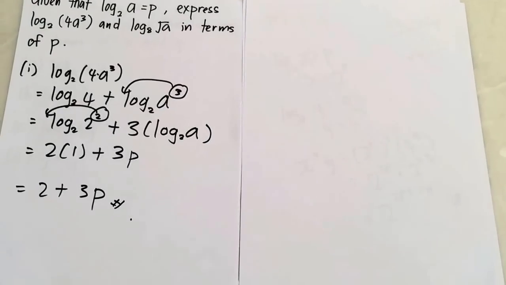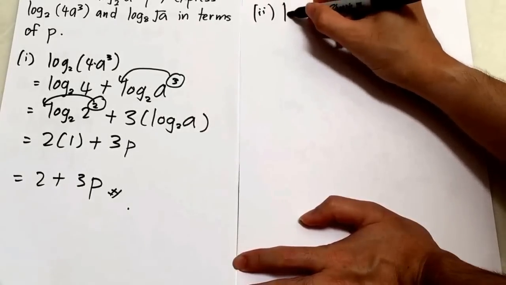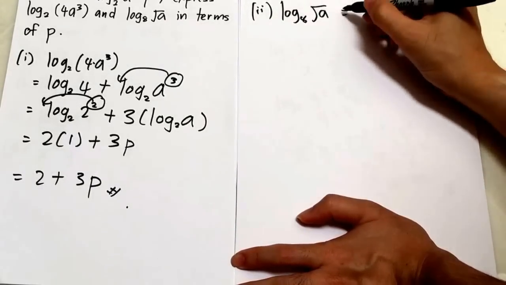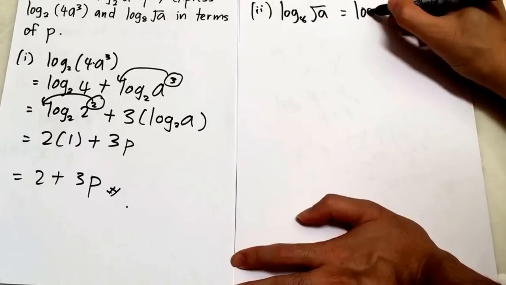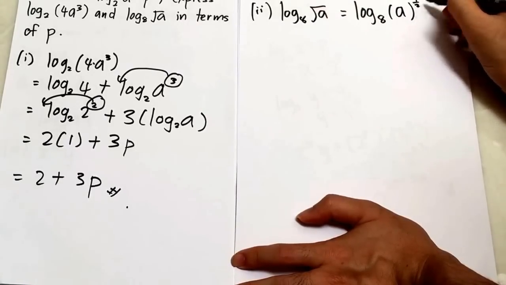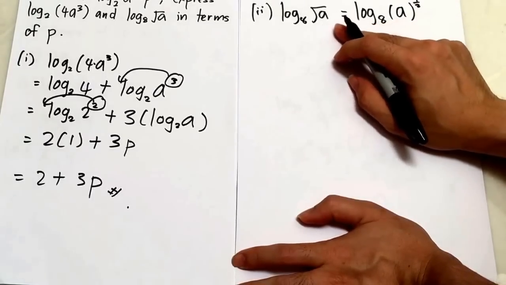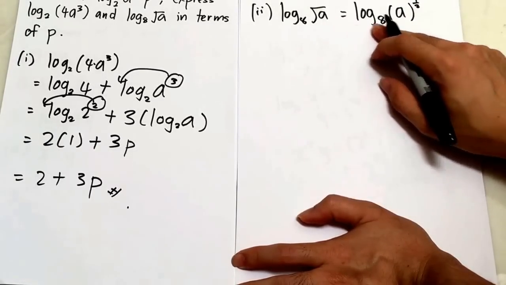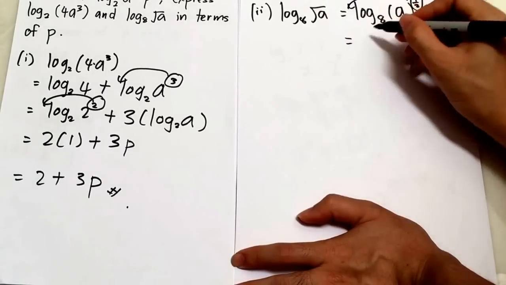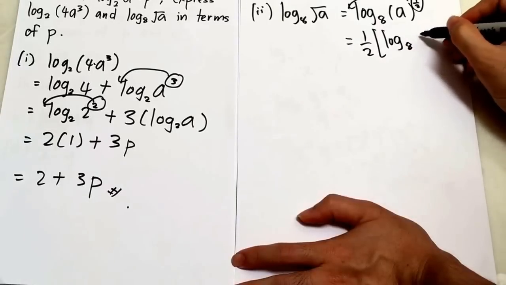Then for the second one, what I have is log 8 of square root of a. For this one, of course, the first thing is you have to understand that square root actually means a power of 1 over 2. If cube root, just power of 1 over 3. This is simple indices. Make sure you understand this. However, we can move the power in front, so it will become half. So this one will be half of log 8 a.